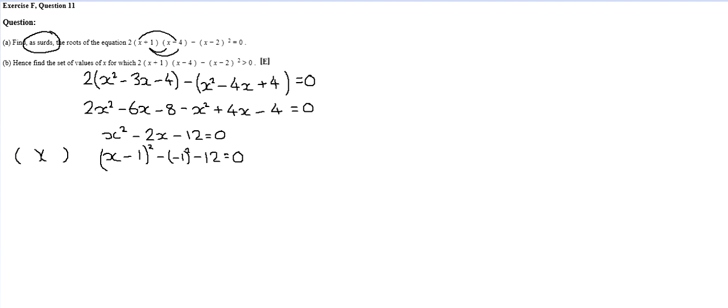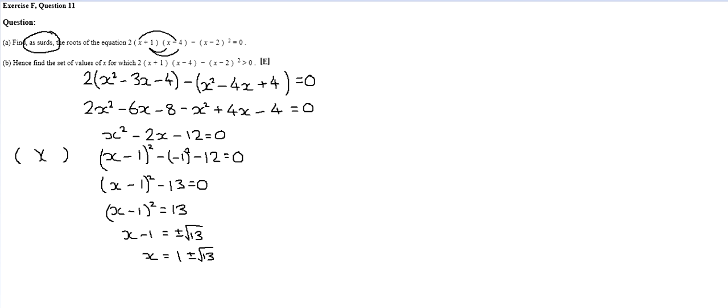You can watch loads of other videos of mine on how to actually complete the square and why it's called complete the square. But for this video, we're just going to assume that you're an expert at it. Let's tidy this up. So that's going to be 1 minus 1 minus 12 is minus 13. And we can say x minus 1 all squared is equal to 13. Square root that, so I get x minus 1 is the positive and negative value of the square root of 13, and x is equal to 1 plus or minus root 13.